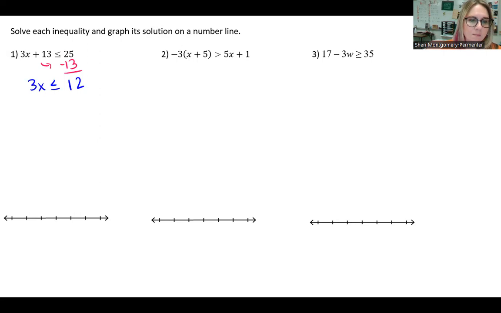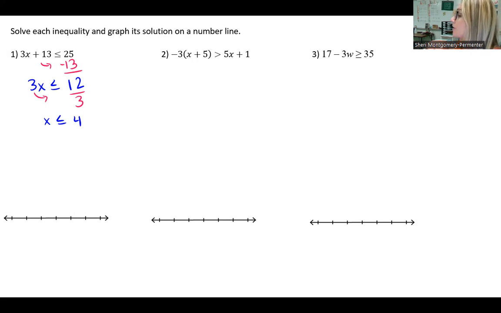Last step, what is it? Divide by 3. Is 3 negative? No, so I don't flip the sign or anything. What's 12 divided by 3? 4. Is everybody with me here?